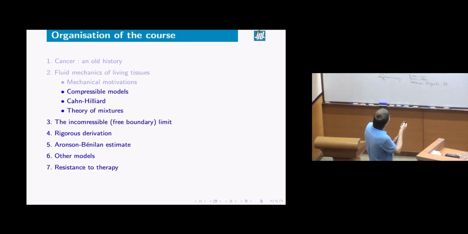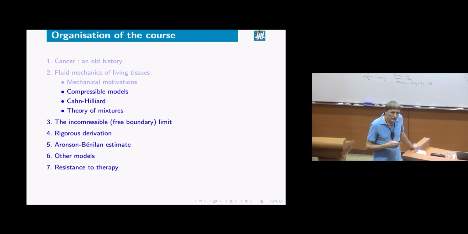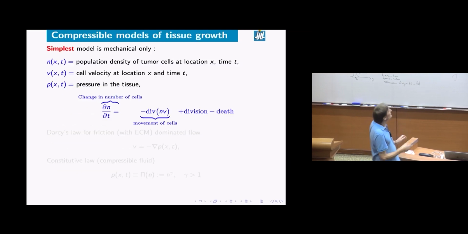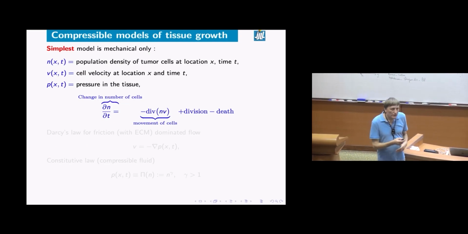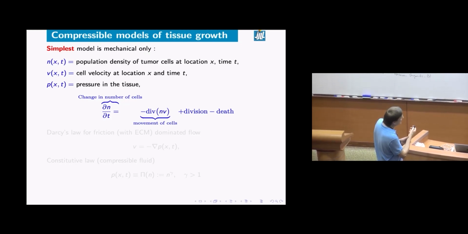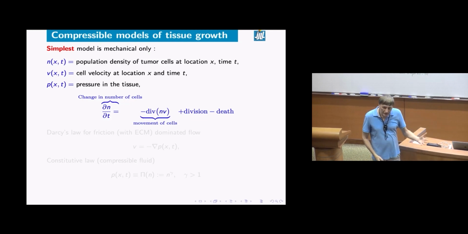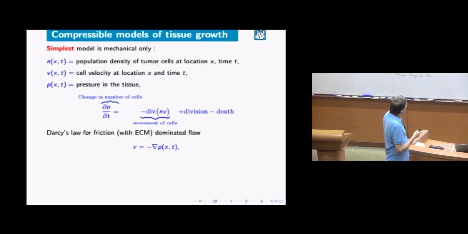Okay, so now that we know more or less what are the mechanical reasons behind tissue growth, let's go to the models which have been used. The simplest model you can imagine is very simple. It's like Fisher-KPP. You begin with something very simple. So now you have to say the number of cells changes for two reasons. One of them is because they are moving. But in Fisher-KPP, they are moving randomly. Here, we will not say that they move randomly. They have a velocity, v of x,t. And they divide and die, like in Fisher-KPP.